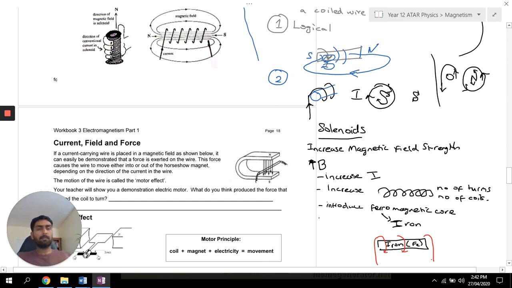Is there any other way that we could increase that field strength? So we could increase the current. We could increase the number of coils. We could introduce a ferromagnetic core. I think that's about it. And solenoids are called electromagnets as well. So solenoids are a type of electromagnet because you can turn them on or off. You turn the current off and they're no longer working as a magnet.